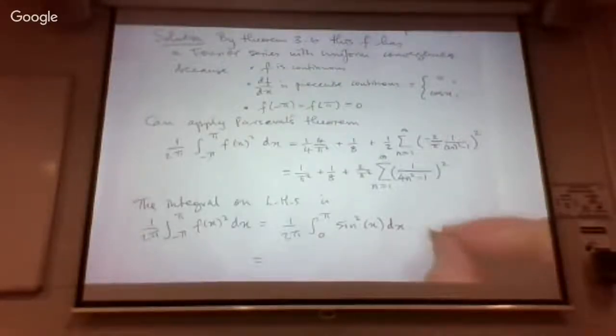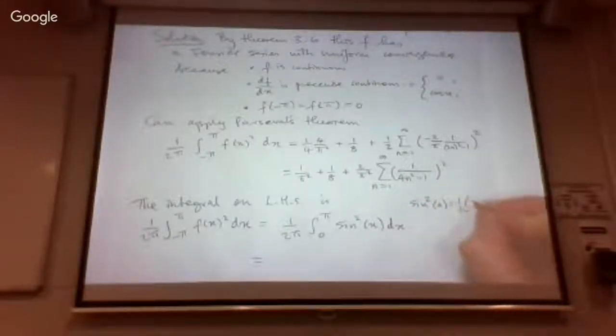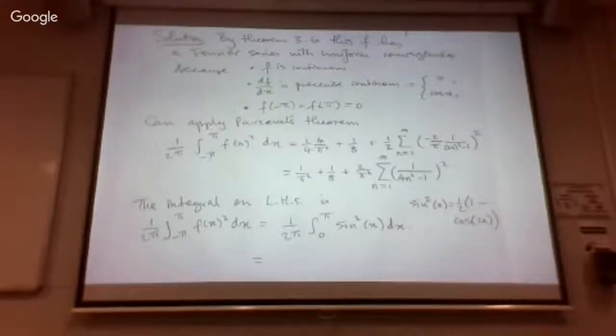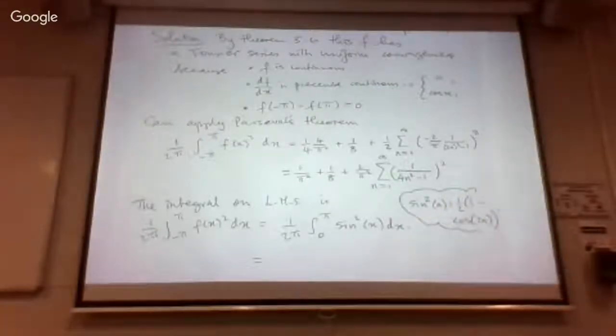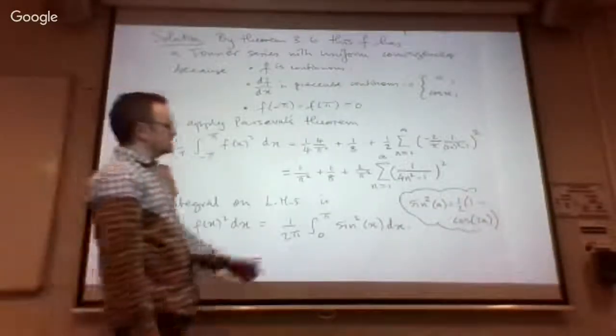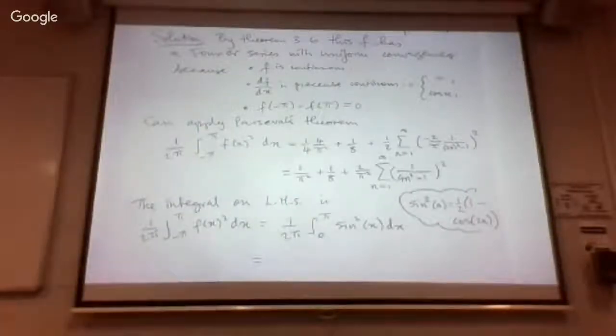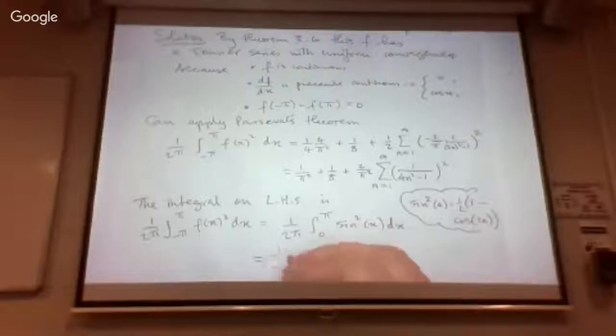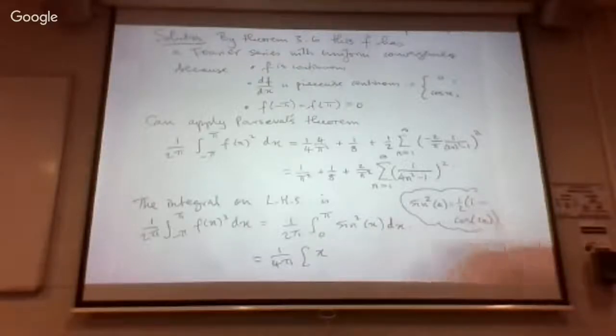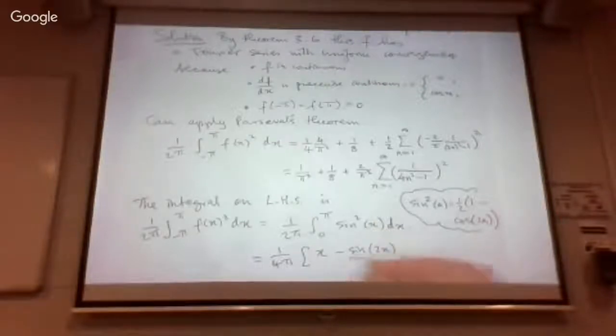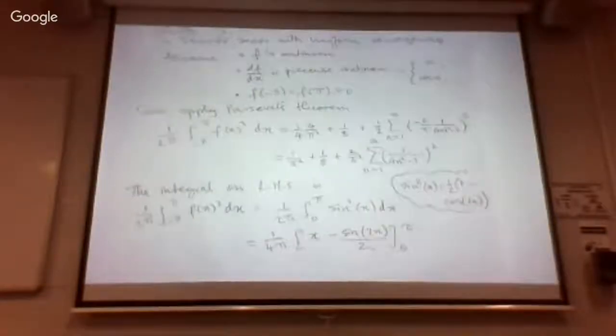Now we can use a standard trigonometric formula, that sine squared of something is 1/2 of 1 minus the cosine of twice the angle. Standard trigonometric formula, which will basically turn it into constants and cosine, which I'll be able to integrate. But I get a half there. That will come out and make this 1 over 4 pi. And then I can integrate these terms, and I'll get an x minus the sine of 2x over 2, evaluated at 0 and pi.